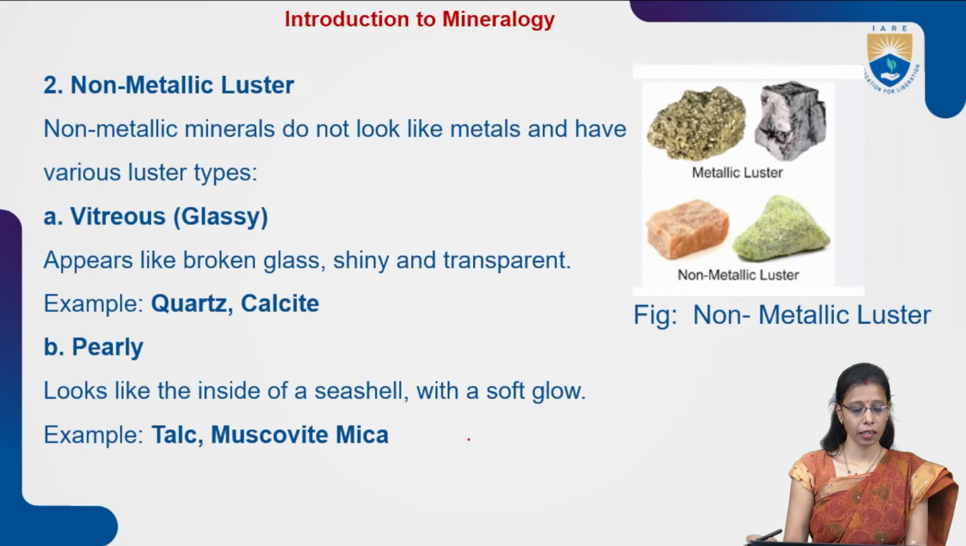Now here, non-metallic luster. Non-metallic minerals do not look like metals, and have various luster types like vitreous, and we have pearly. Vitreous looks like a glassy kind of appearance, so here the appearance will not be like a metal. Here you have the example of metallic and non-metallic. Metal will be shiny, and non-metallic still has a luster but it won't shine like a metal, right?